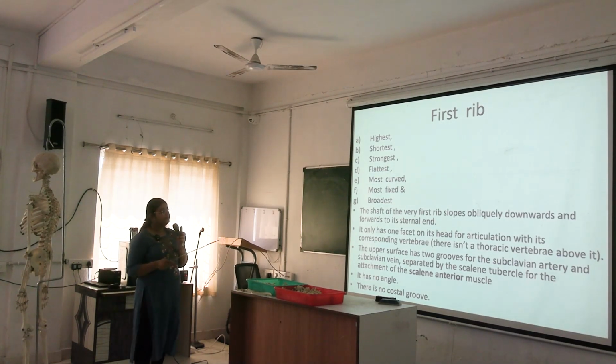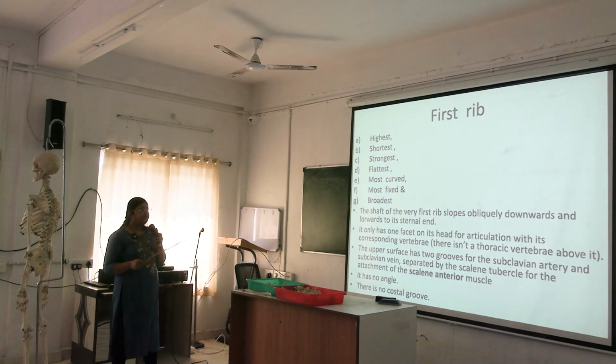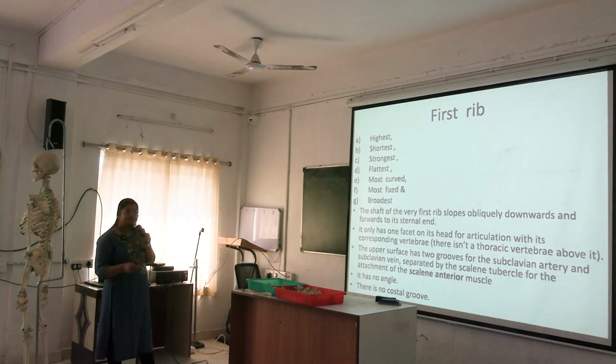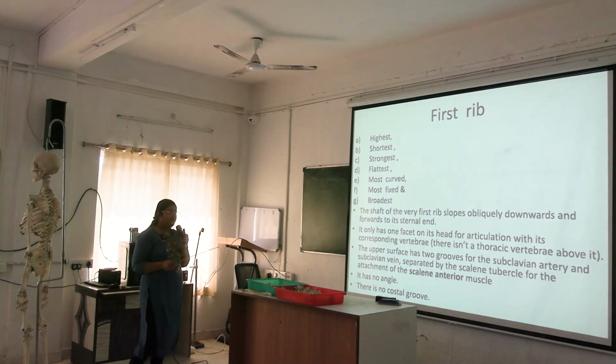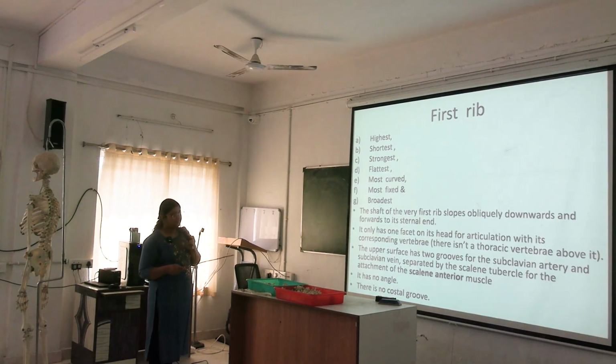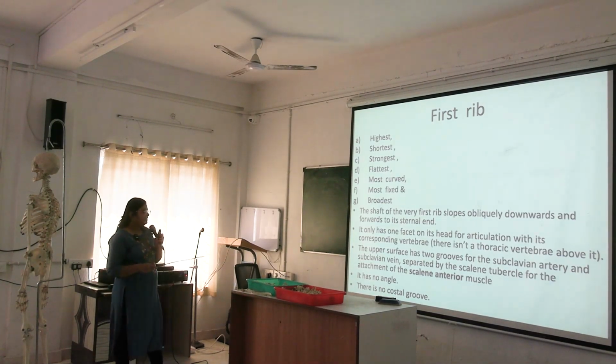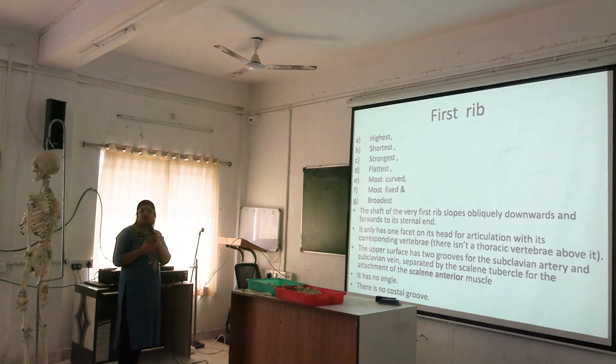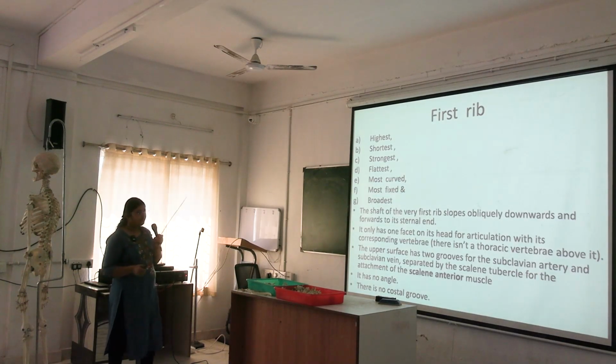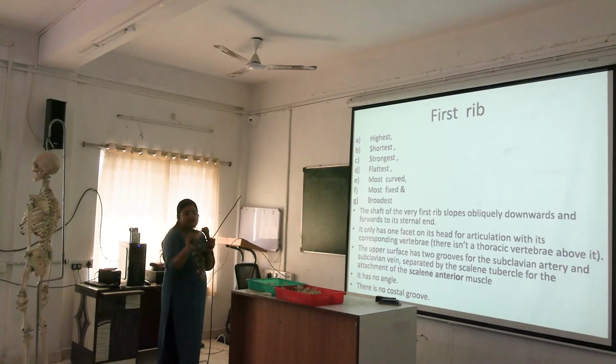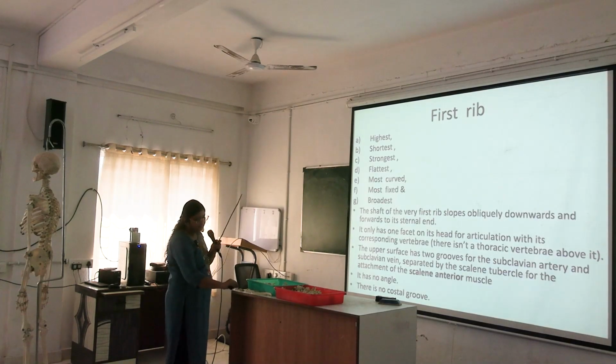There is no thoracic vertebra above, and the upper surface has two grooves for the subclavian artery and subclavian vein, separated by the scalene tubercle for attachment of scalenus anterior muscle, and it has no angle and no costal groove. Okay. So this one is the first rib, and you place it on a flat surface.